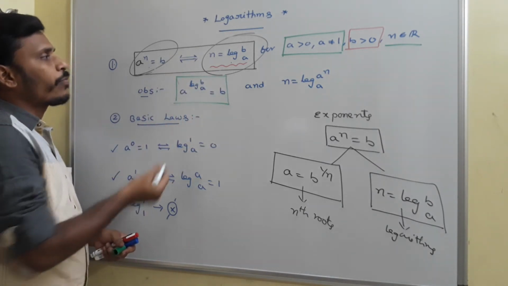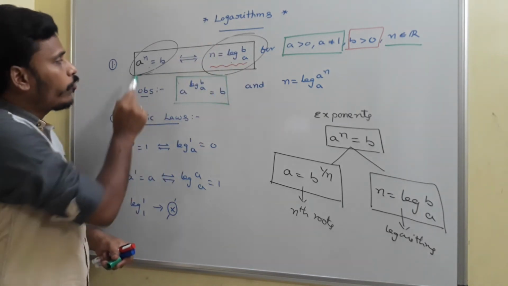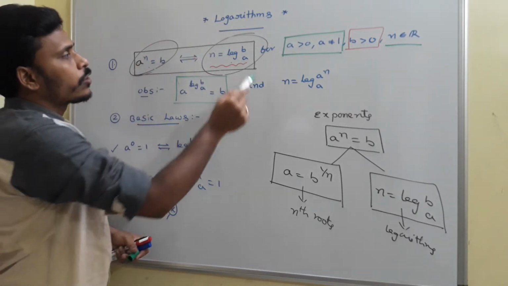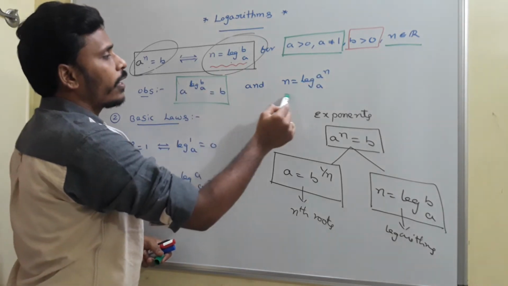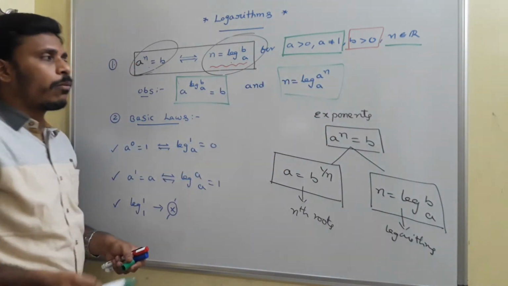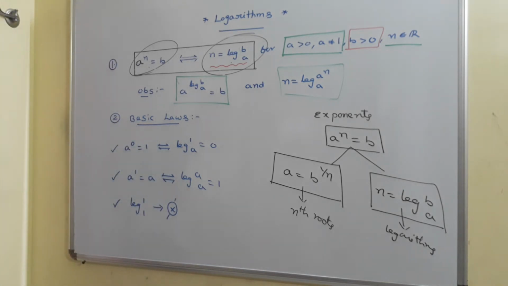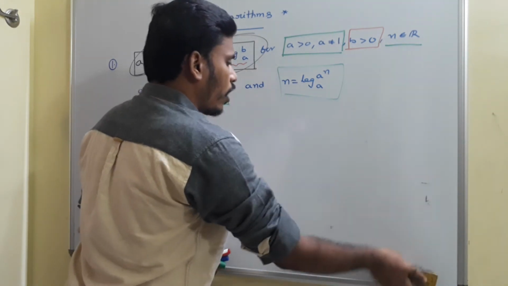And in the same way, n is equals to log b base a, but here b is equals to a power n. If you replace b as a power n in this second thing, you will get that n is equals to logarithm of a power n base a. These are the two basic laws from the definition itself. Okay? And using these laws you can answer many questions.